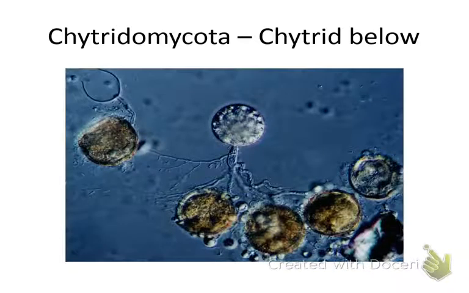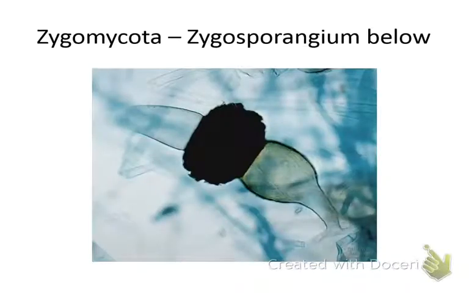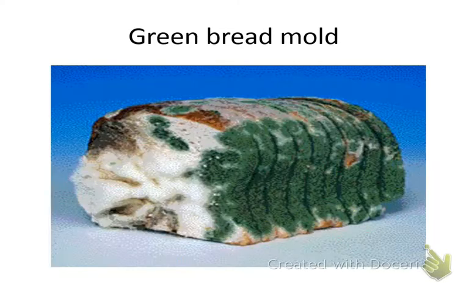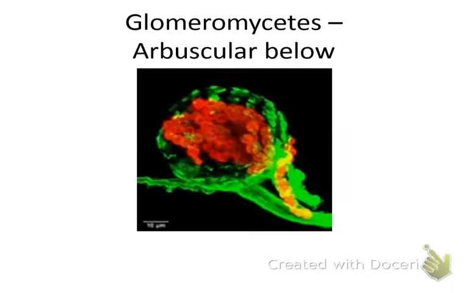Okay, if you'll go back to this one, I forgot to show you this picture. The Chytridomycota, you can see the spores there. That's the little dots. And then the zygomycota, you can see those. And remember, they're the molds. So there's your bread mold. That's your Rhizopus. And there's your Penicillium. Glomeromycetes, those are going to be Endomycorrhizae. And as it says in the notes, they have a tree-shaped connection.